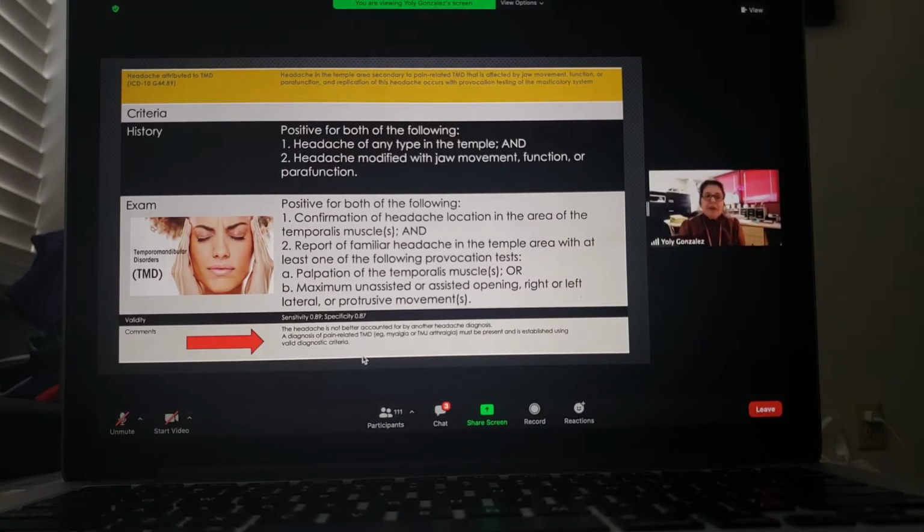By history, your patients are going to tell you that they have a history of headaches, any type of headaches in the temple region. And somebody asked that question last week, and that headache is modified by jaw function and parafunction. And then during your clinical exams, you are going to be confirming that headache either during range of motion or palpation. And I have this big red arrow too, so you don't forget that you must have a primary diagnosis of pain-related TMD to be able to provide a headache attributed to TMD.